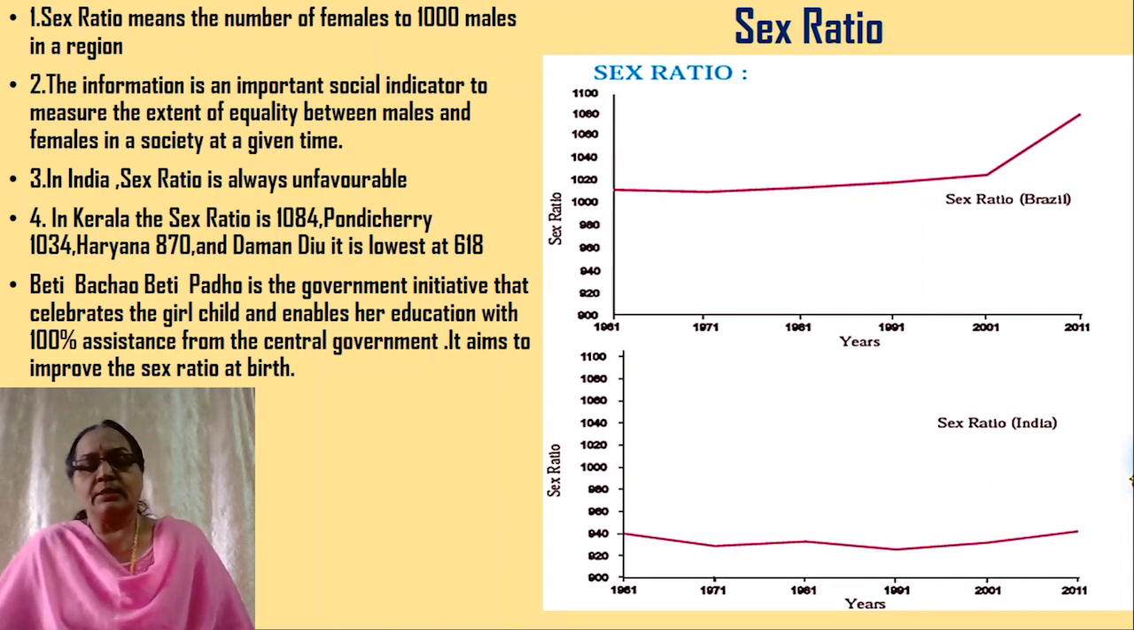Recently, there have been many government initiatives to improve the sex ratio in India. One of them is Beti Bachao Beti Padhao, and this celebrates the girl child and allows her to complete her education with the help of 10% assistance from the central government as well as the state government. Through this, there has been some improvement in the sex ratio at birth.